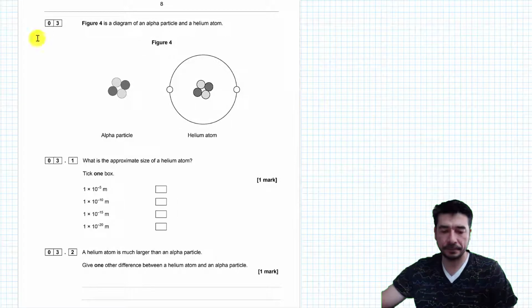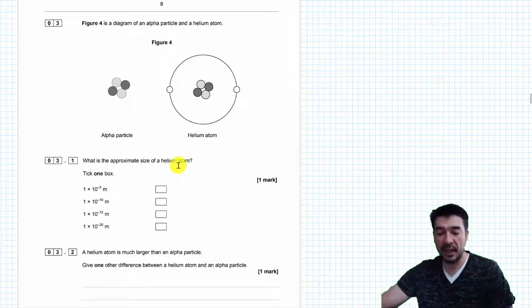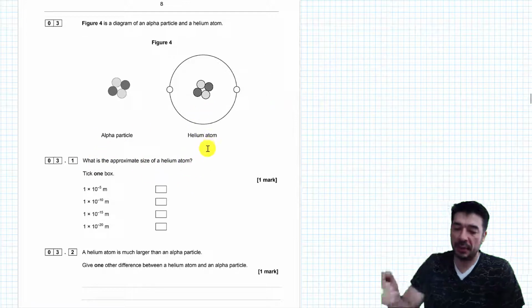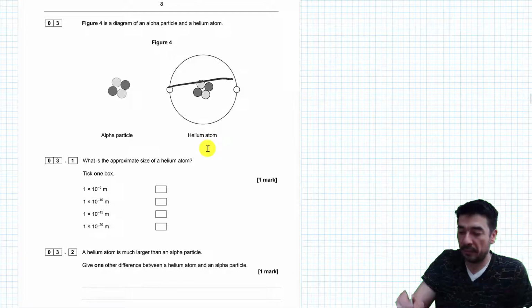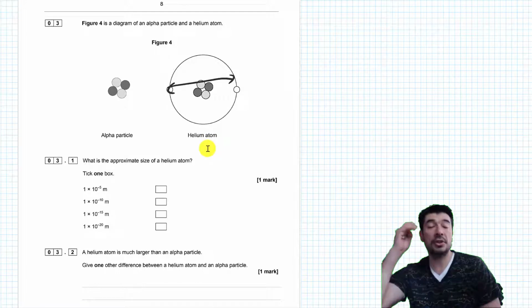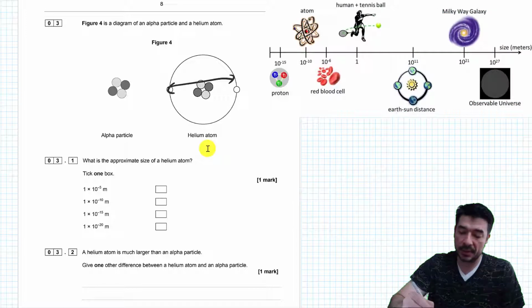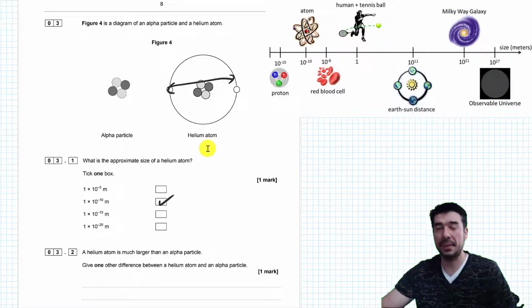Okay, so we're on question 3. Figure 4 is a diagram of an alpha particle and a helium atom. Here's an alpha particle. Here is a helium atom. What is the approximate size of a helium atom? So that would be the size going from right across here. This is one you're just going to have to remember, I'm afraid, and it's 1 times 10 minus 10 meters.